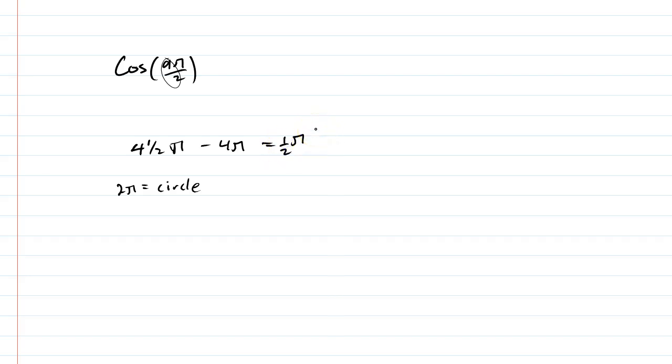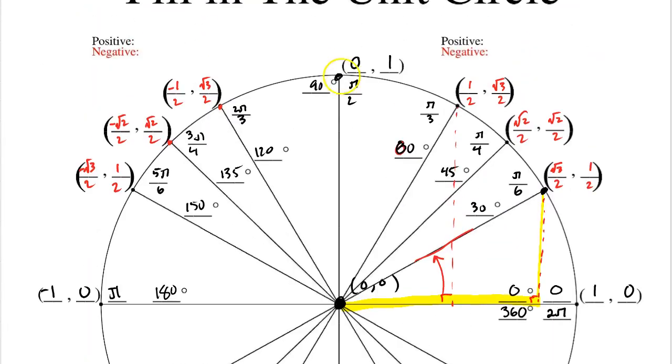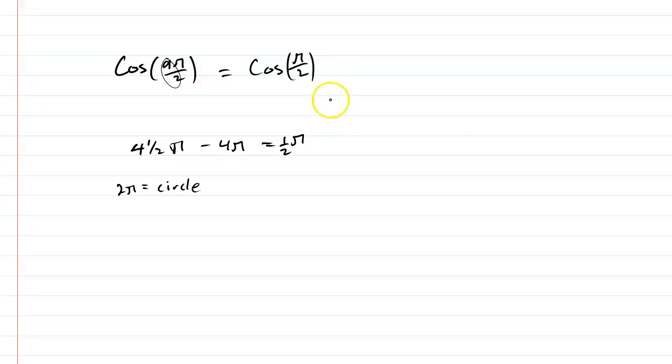So before, with degrees, you were taking away 360. Now you're going to be taking away 2 pi because 2 pi is a full circle in radians. So really this turns into cosine of pi over 2, which, looking at this unit circle, cosine of pi over 2 is up here, and it is the x value. It is 0.